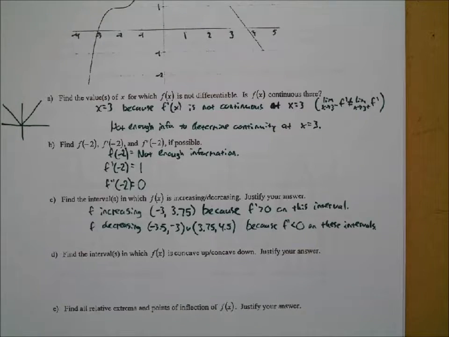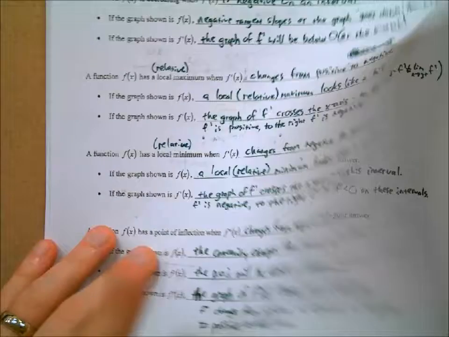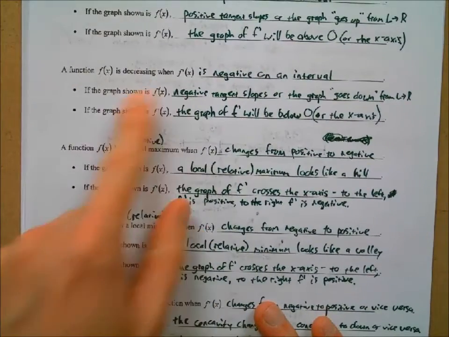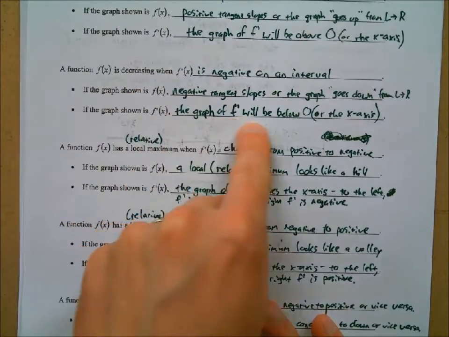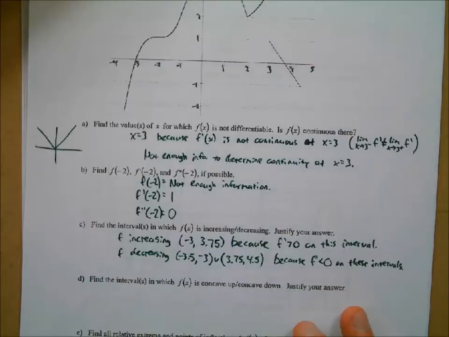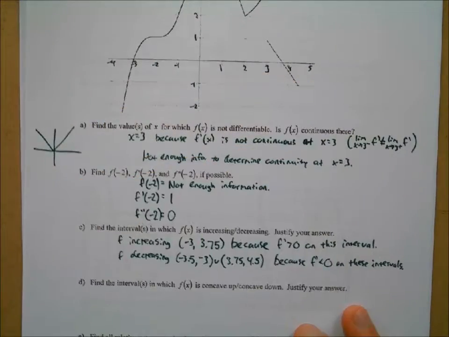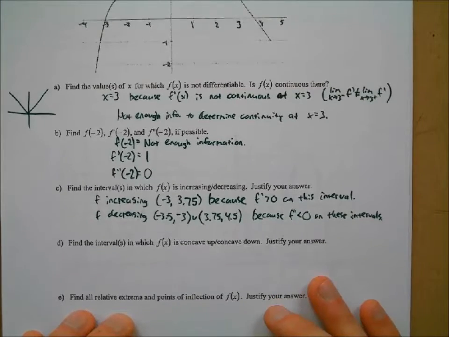So that's just using, that's why we kind of made that little cheat sheet to refer back to, okay? A function is decreasing when, if the graph shown is f prime, the graph of f prime will be below 0 or the x-axis. So those intervals there where f prime is less than 0, f will be decreasing. All right.